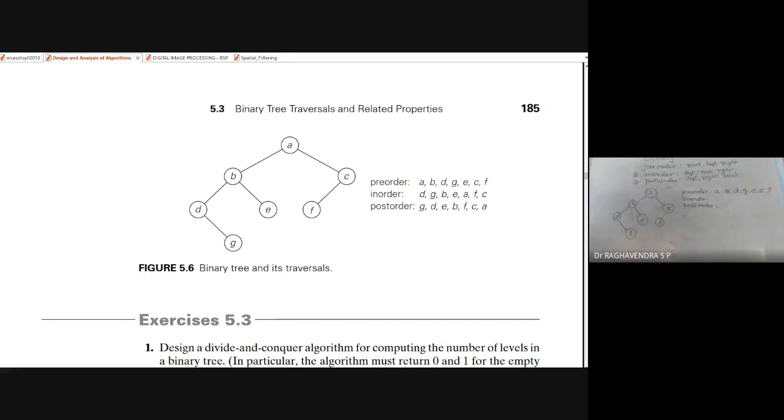Okay. Next we shall go for in-order. In order once again. First we have to visit left, then we have to visit root, then we have to visit right. So left, root, and then right.